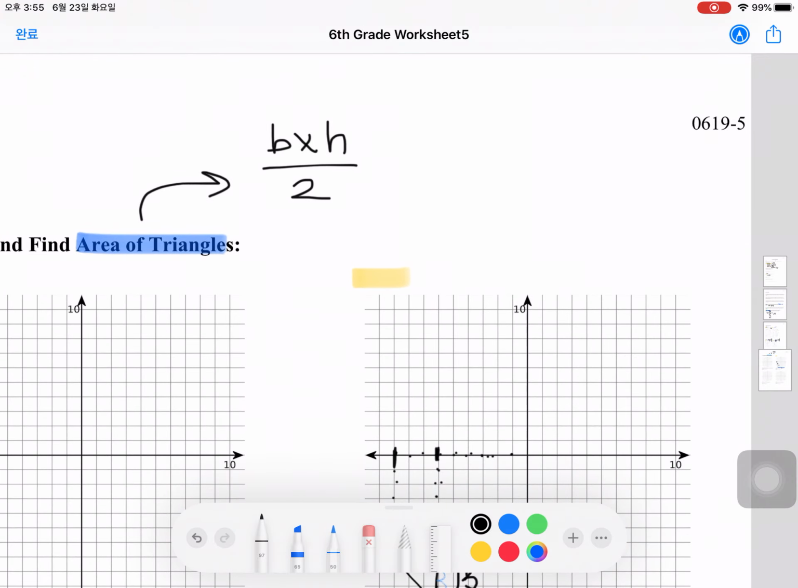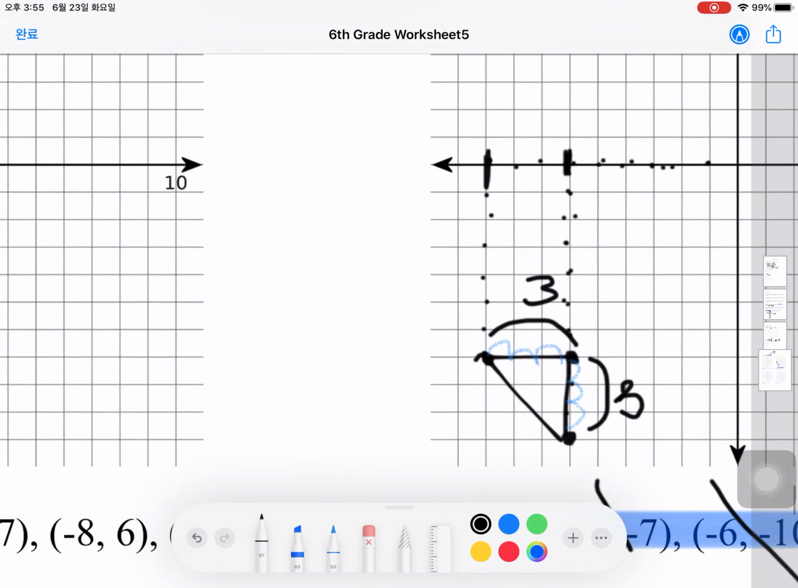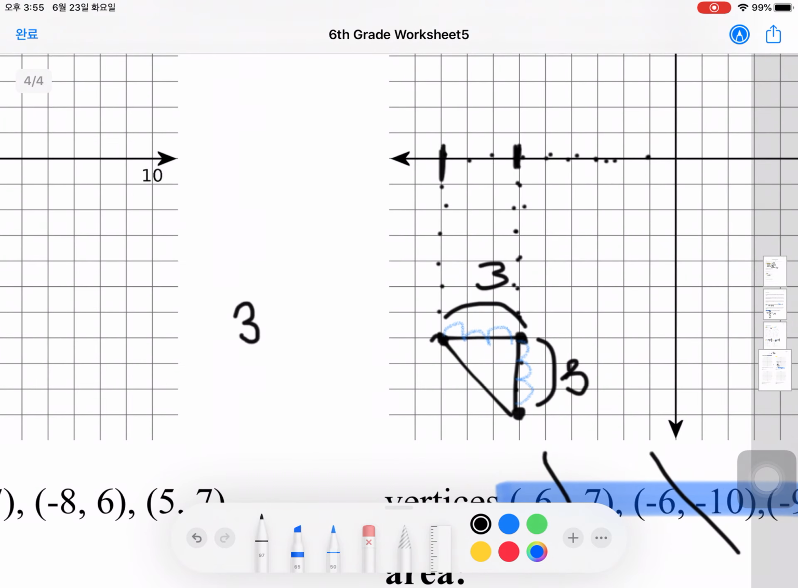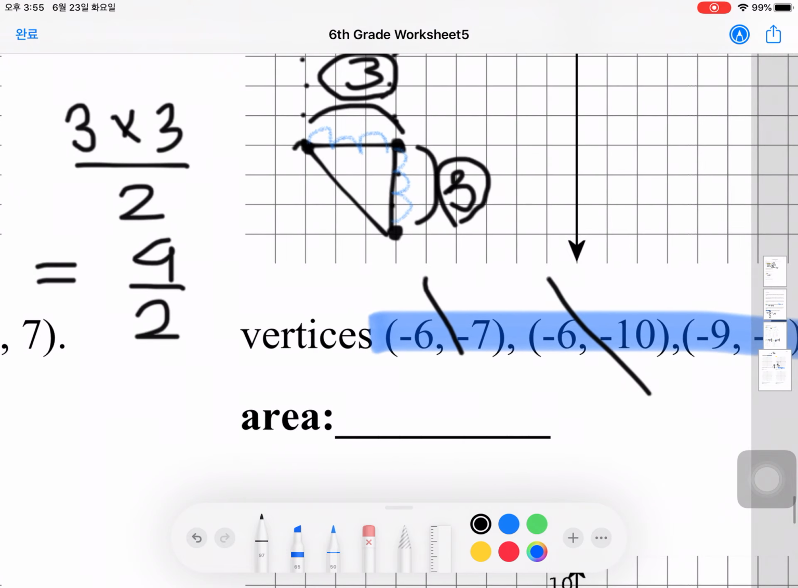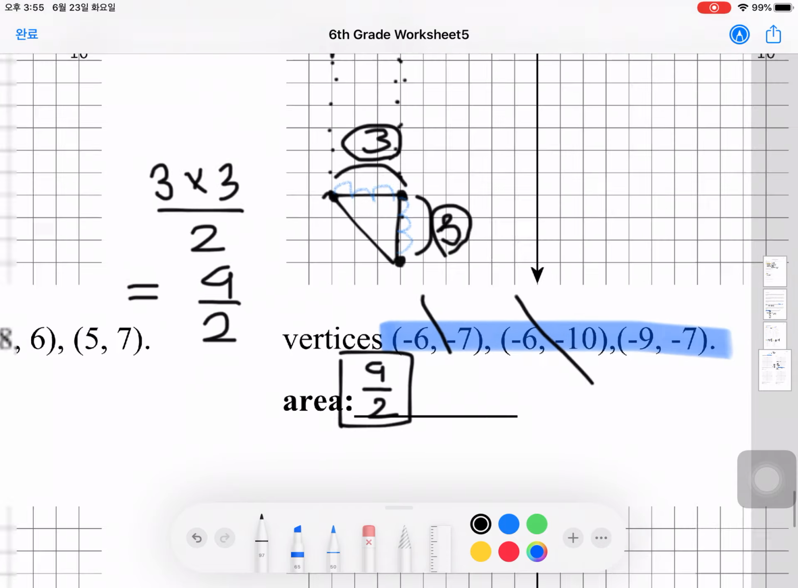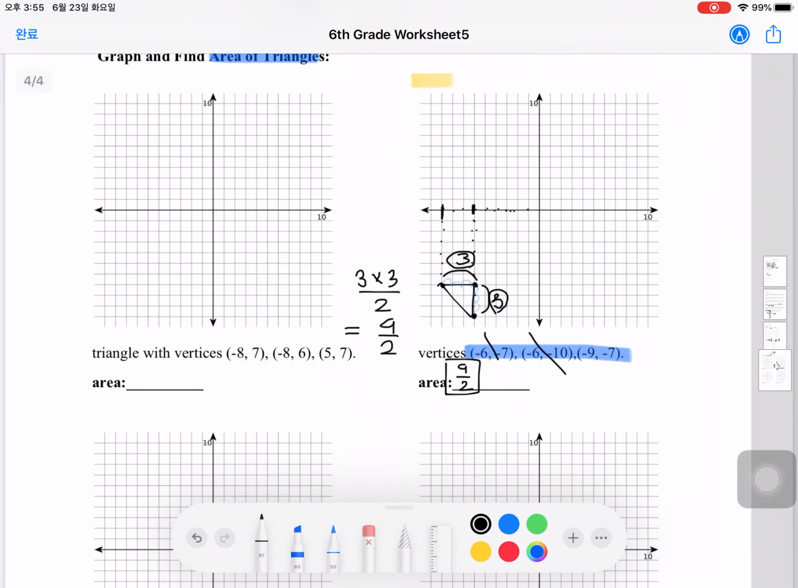So the formula is base times height divided by 2. So base 3 times height 3 divided by 2. If we solve that, it's 9 divided by 2. And because we can't simplify that anymore, we can just leave it as a fraction. No need to turn it into a decimal. So your answer would be 9/2 units squared. So 9/2. Pretty easy, right? You guys could try the rest on your own. Good luck.